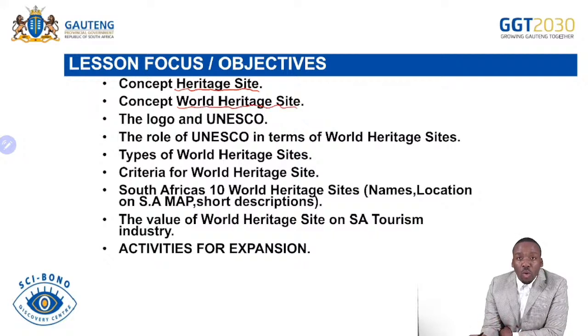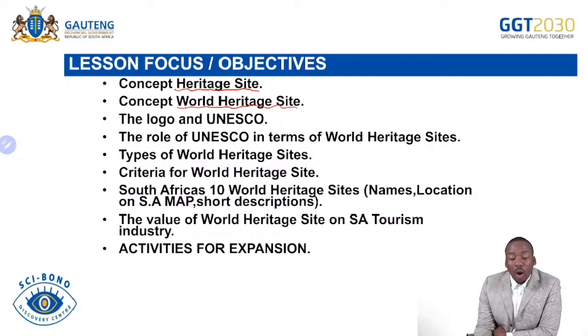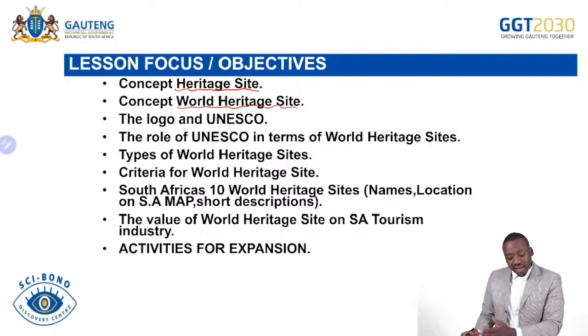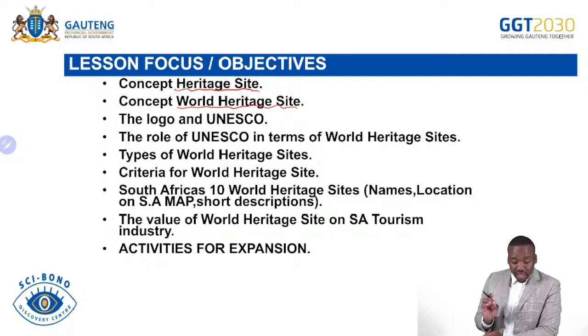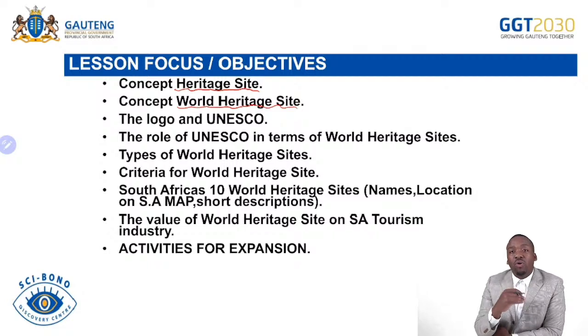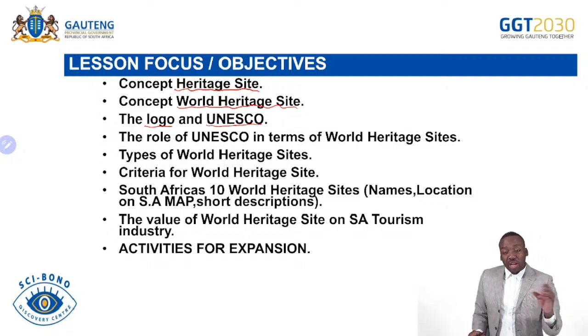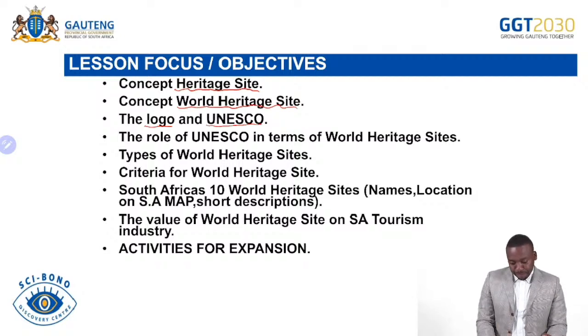So once you know what a heritage site is, we will move to trying to understand what we mean by a World Heritage Site. What is that? From getting the understanding of what a heritage site is and what a World Heritage Site is, we will then look at, remember I said we're going to be focusing on UNESCO's World Heritage Sites. So we're going to look at who this UNESCO is and also what the logo of UNESCO looks like, so that you can identify it when you get there on your paper.